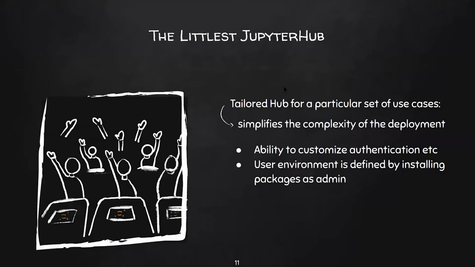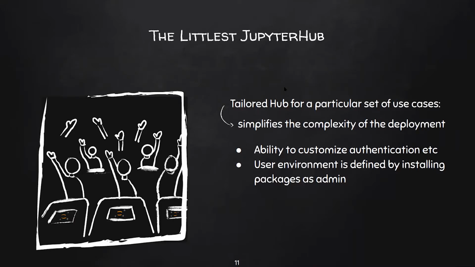The Littlest JupyterHub is a JupyterHub distribution. The hub distributions are just hubs that have been configured to serve specific groups of use cases. This was done in order to simplify the complexity of the JupyterHub deployment. We actually call the deployment of JupyterHub without this distribution deploying it the hard way. So for example, the Littlest JupyterHub is a hub that has been configured in a way that it's small enough to fit inside one server.